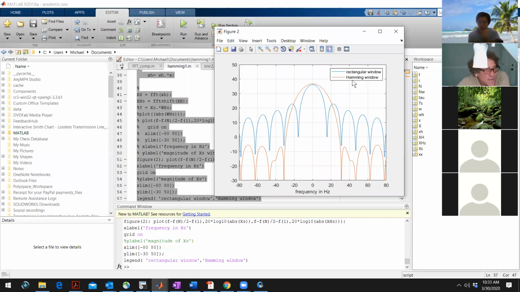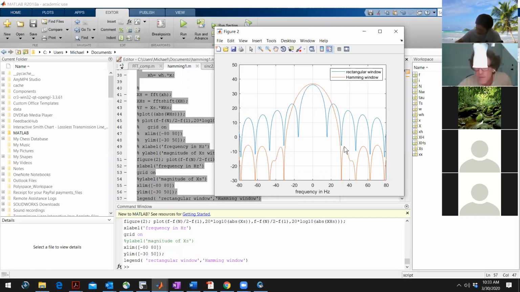Take a look at the Hamming window's output. It takes the first pulse. You can always adjust these things so they overlap. They start at the same point. The first sideband down here for an unwindowed pulse is down 13.56 dB. For the windowed pulse, it's down 40 dB.